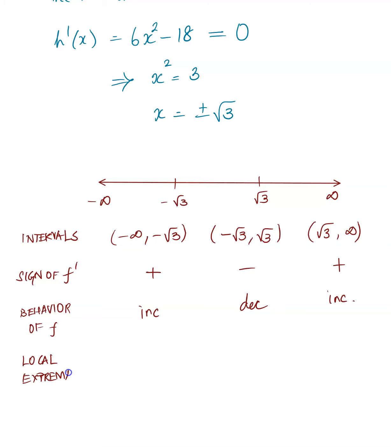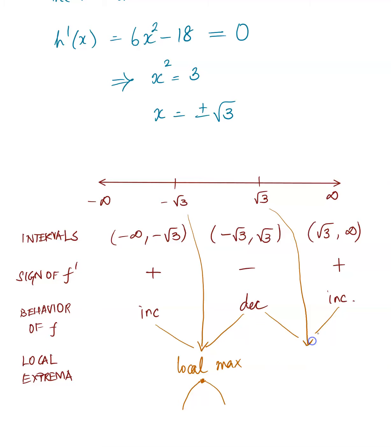Based on the first derivative test, the local extrema can be determined. If it's going from increasing to decreasing, so it's going up and then coming down, that must be a local max, right? Increasing and then decreasing, so it's like you have a maximum point. And then you have decreasing and then increasing. So that means it's a local min.